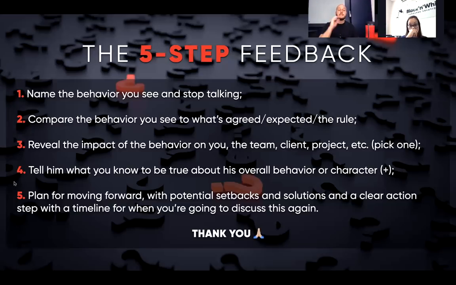Number 4, tell him what you know to be true about his overall behavior or character. It's called the oasis. You can say overall good things about what you know to be a fact about the person, even the person's character. And then number 5, plan for moving forward. You have to try to predict potential setbacks and solutions to those setbacks, and a clear action step, what you're gonna do after this, with a timeline for when you're going to discuss this again.